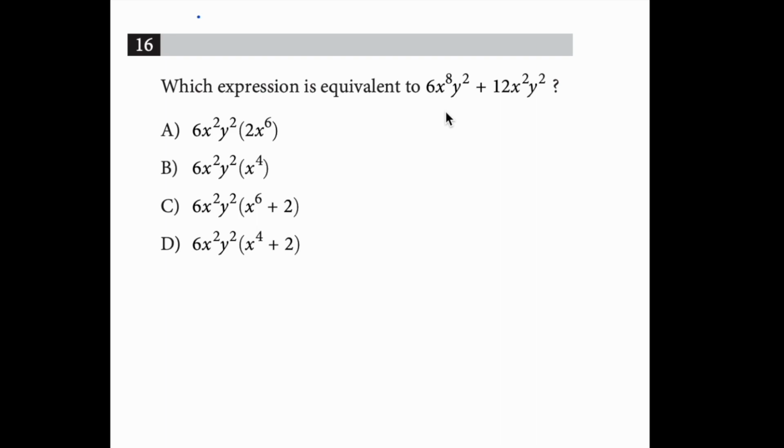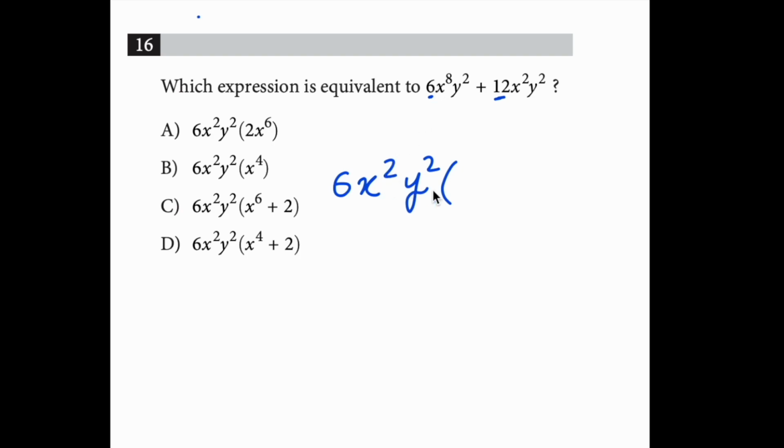Which is equivalent to 6x to the power 8 y squared plus 12x squared y squared? In this question you will take 6 as a common factor from both terms. Then we have x to the power 8 and x to the power 2. Take the smaller one, so it will be x squared. And also take y squared as a common factor. Then 6 divided by 6 equals 1.